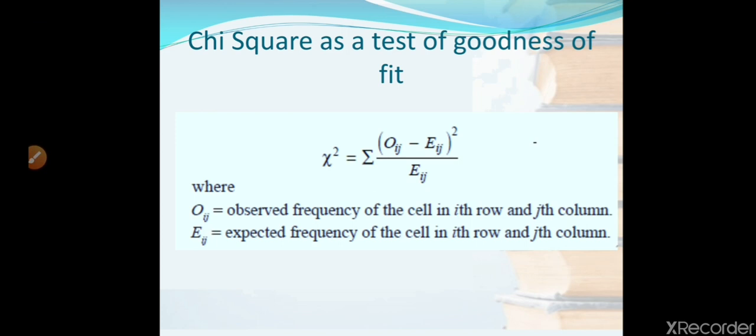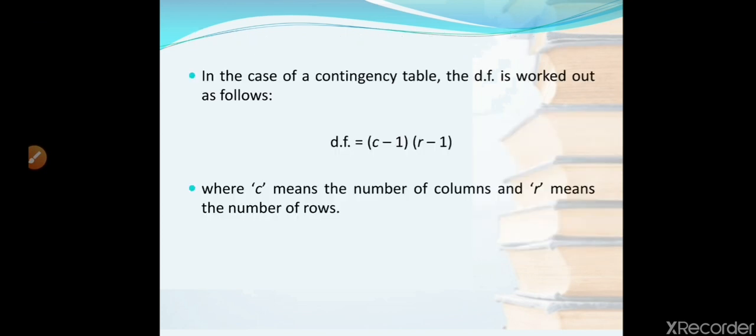If the calculated value of chi-square is equal to or exceeds the table value, the difference between the observed and expected frequencies is taken as significant. But if the table value is more than the calculated value of chi-square, then the difference is considered as insignificant. That is considered to have arisen as a result of chance and as such can be ignored. So, in case of contingency table, the degree of freedom is calculated by C minus 1 multiplied by R minus 1, where C means the number of columns and R means the number of rows.